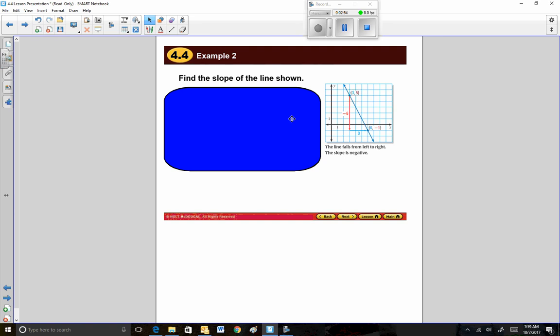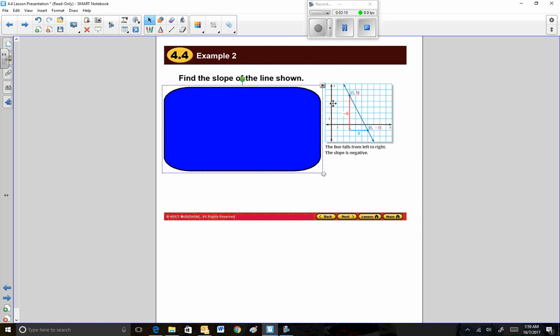Find the slope of the line. We can just go ahead and make a nice little triangle here. It's called a right triangle. And it's a rise of negative 6 because you're dropping 6 and moving right 3. And you also notice the slope goes downhill. That's why it's a negative slope.